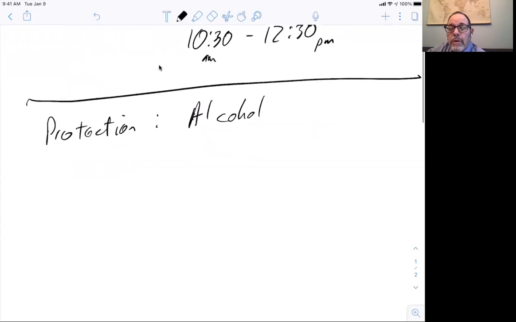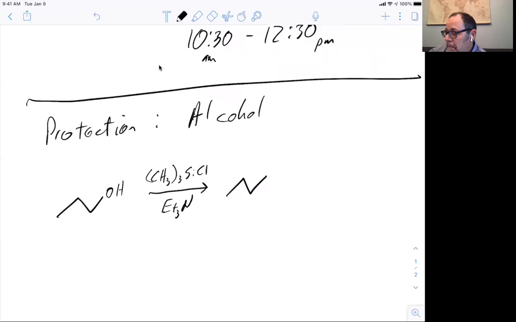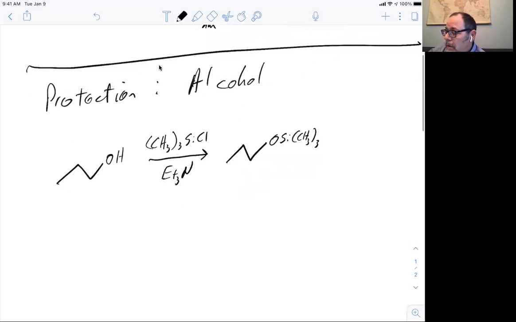A synthetic strategy is protecting one functional group over another so they can do reactions. The way to think about protections is that you hide the protecting group. One of the common ones for alcohols is the TMS group. So we use a silane protecting group, and we make a silyl ether.